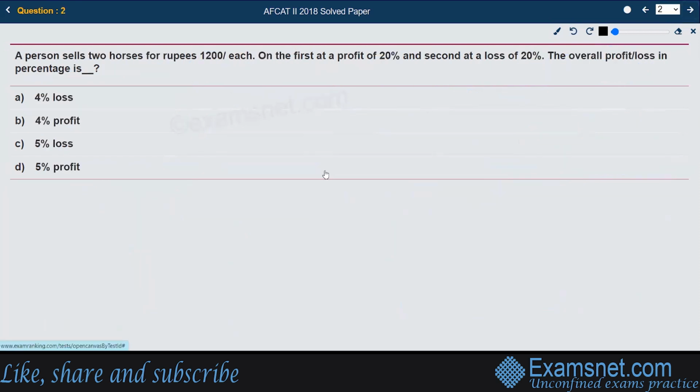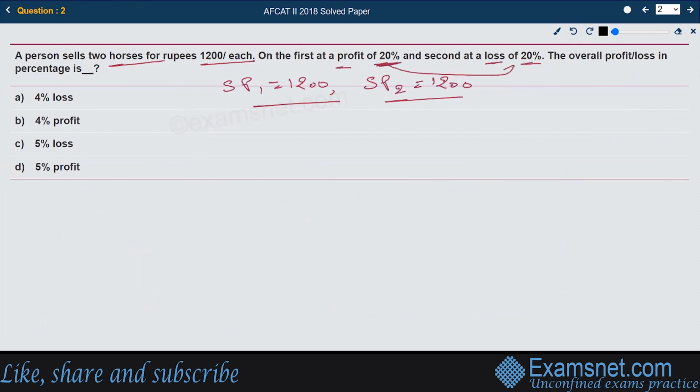Next question. Now he's saying a person sells 2 horses for rupees 1,200 each. That is selling price 1 is 1,200, and selling price 2 is 1,200 again. There are 2 selling prices given. Now, what are they asking? The first has been sold at a profit of 20%. Another has been sold at a loss of 20%. See, the profit and the loss percent are the same, 20-20. So he's asking about the overall profit or loss in percentages. He's asking whether there will be an overall profit or an overall loss. And if it is an overall profit, how much, and if it is an overall loss, how much.